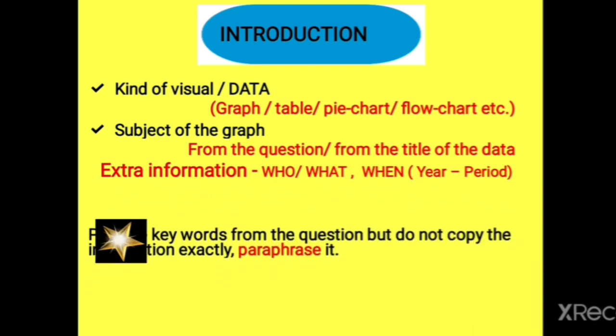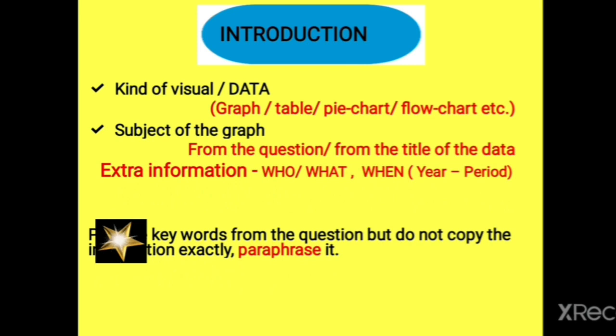Now here there's one tip for you. When you're writing the analytical paragraph introduction, do not copy the exact line from the question. Try to paraphrase it. What do you mean by paraphrasing? Paraphrasing means putting the same content in slightly different words. And how can you do it?